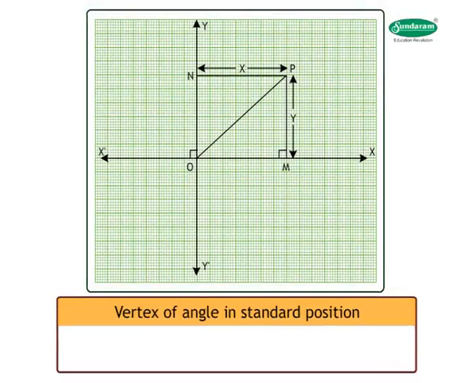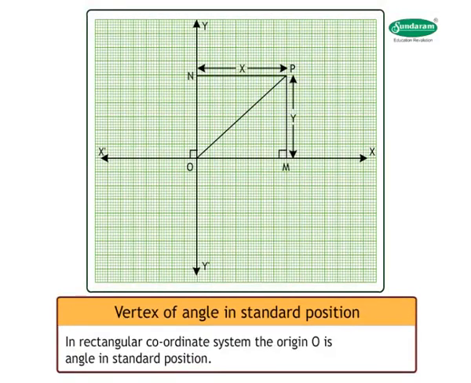Vertex of angle in standard position. In rectangular coordinate system, the origin O is the vertex of angle in standard position. Let's look at the measure of standard angle.